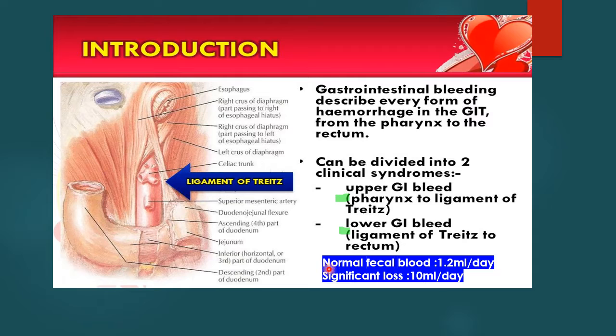Normally, the stools contain some amount of blood which is lost daily in the stools. It is estimated that 1.2 ml per day can be normal. The significant loss is when it reaches 10 ml per day. If there's a loss of 10 ml per day of blood in the stool, it is pathological and needs to be investigated.